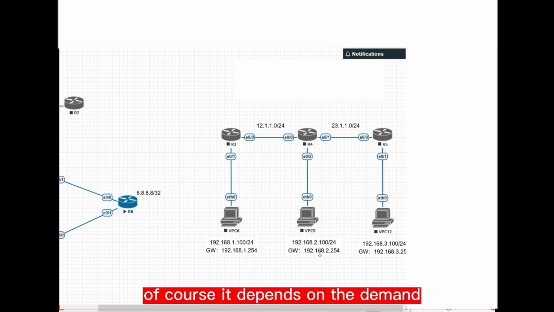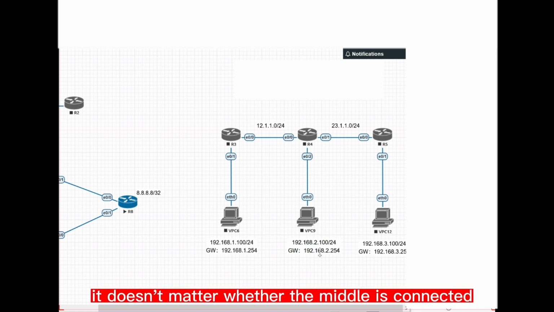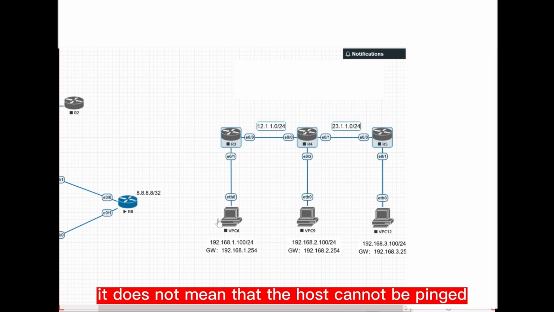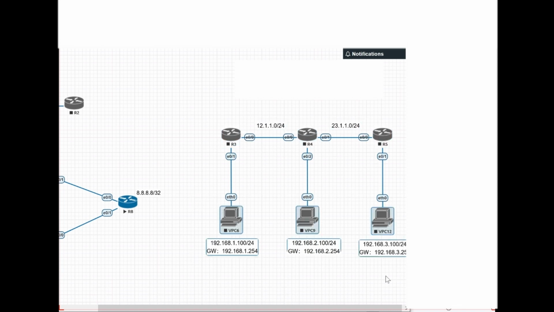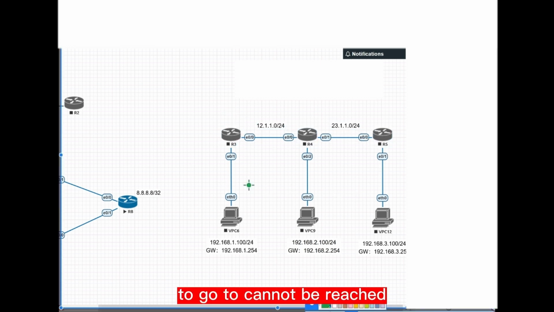Of course it depends on the demand. If you only let the PCs communicate, in fact it doesn't matter whether the middle is connected or not. It does not mean that the host cannot be pinged, because they do not belong to the same network segment. Which specific network segment can be reached depends on the routing table.